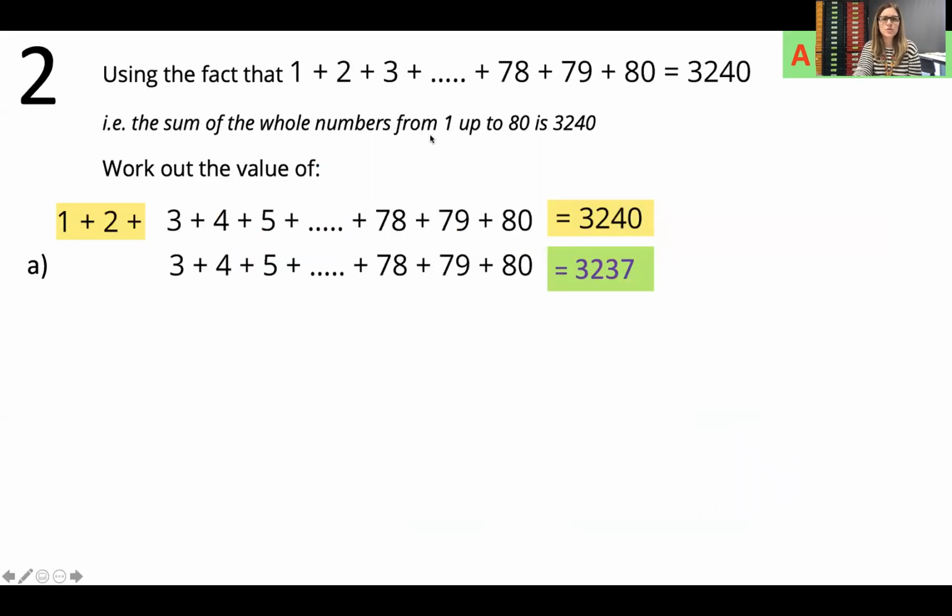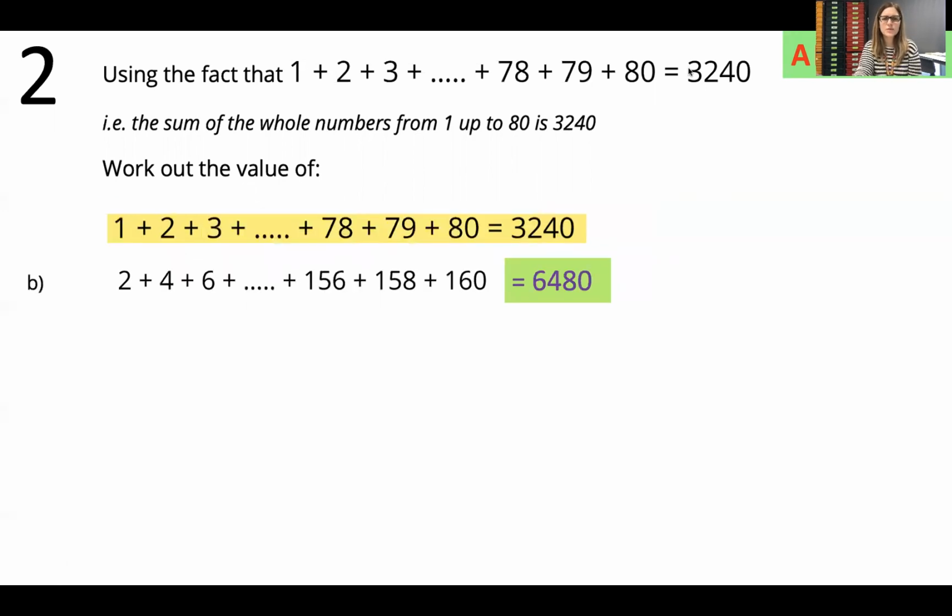Okay, question 2. It helps if you set this out. You've got the information that if you add up every number between 1 and 80, you're going to get 3,240. So I've written it out again here. And then here, I've written the question, part A. So I can see just by inspection that this second one is going to be 3 less than 3,240. So my answer is 3237.